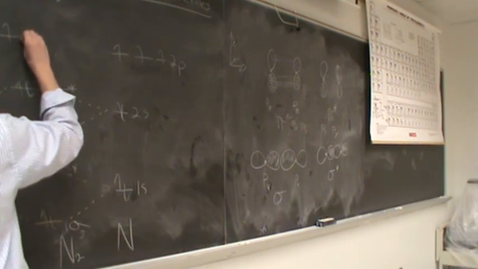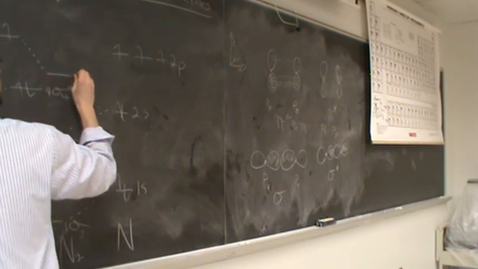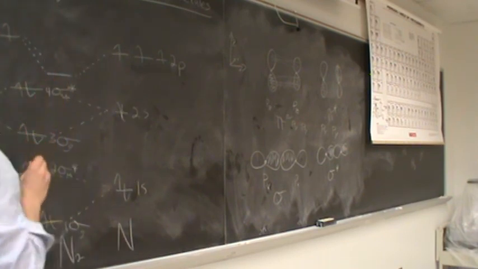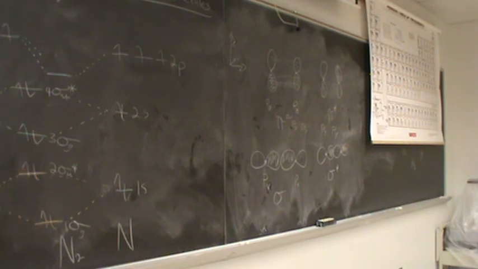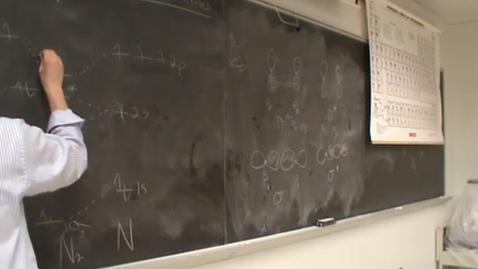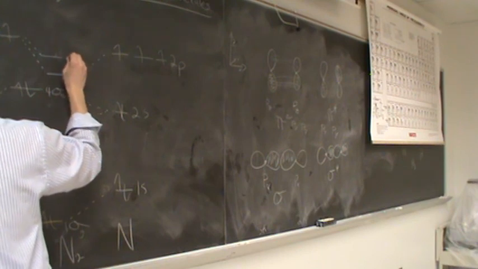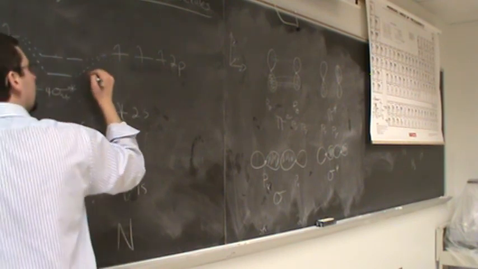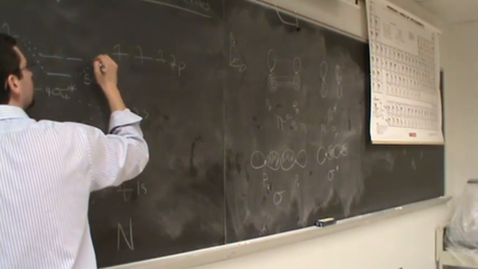So yeah, we're going to get one sigma, and then how many energy levels should I draw for the pi? Two. There we go. Okay, so now we have 5 sigma.